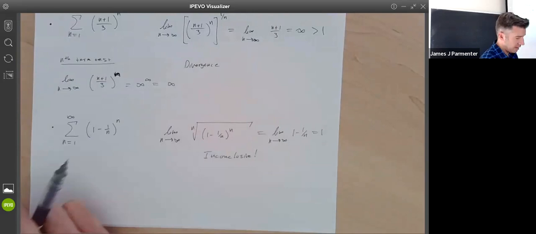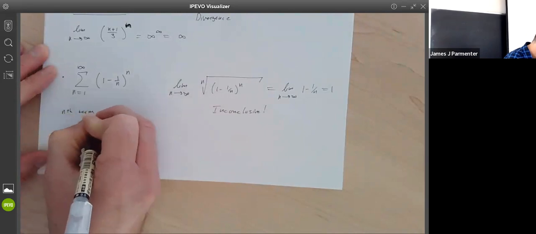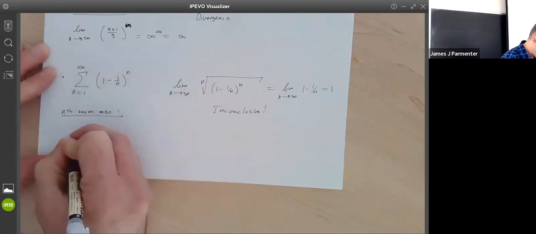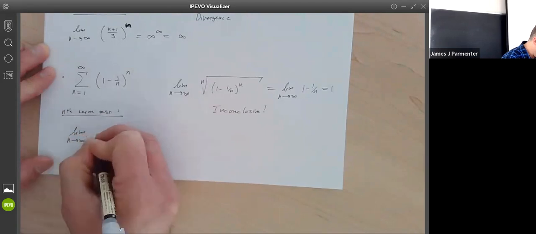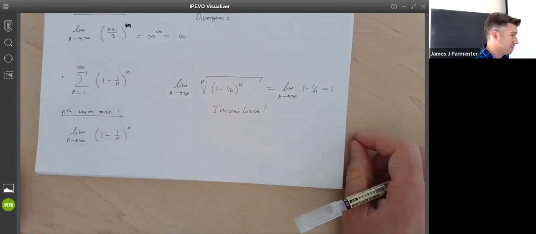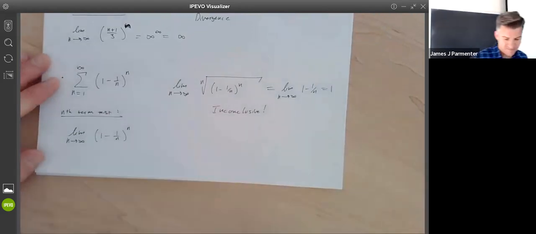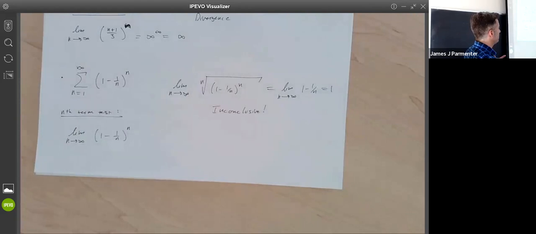Here, what we need to remind ourselves of is the nth term test. We want to find the limit as n goes to infinity of 1 minus 1 over n to the n. Any guesses? Okay, this is something we're going to see often enough that you want to get to the point where you don't have to use this whole e to the thing and then do L'Hopital's rule. You're so close. It's almost e to the n.